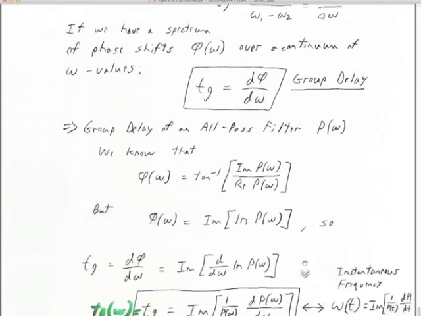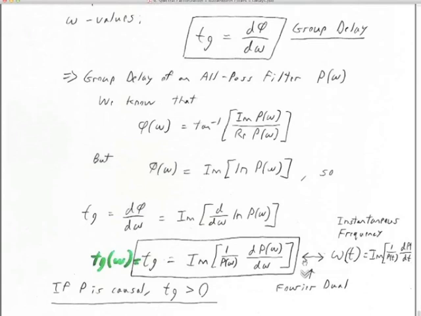All right, now let's look at the group delay of an all pass filter, which we'll call P of omega, and I'll remind you, all pass filters are not minimum phase. Usually we use all pass filters to do the delays, so they can't be minimum phase filters. But they do pass amplitude. An all pass filter doesn't do anything to the amplitude at each frequency. It just redistributes time and phase around.